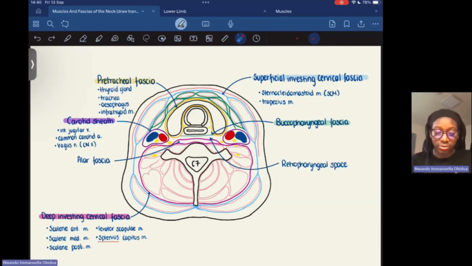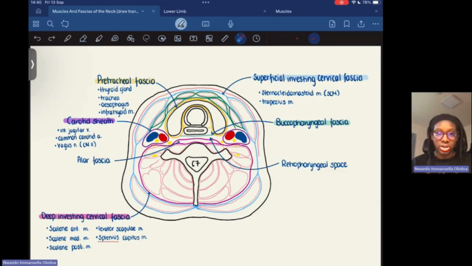So here we have the transverse drawing of the neck, and the four main fascias are the superficial investing cervical fascia, your pretracheal fascia, carotid sheath, and your deep investing cervical fascia. The other two fascias here, the alar fascia and the buccopharyngeal fascia, are not as important as the other four I mentioned. Doesn't mean you shouldn't know them, but not as important.